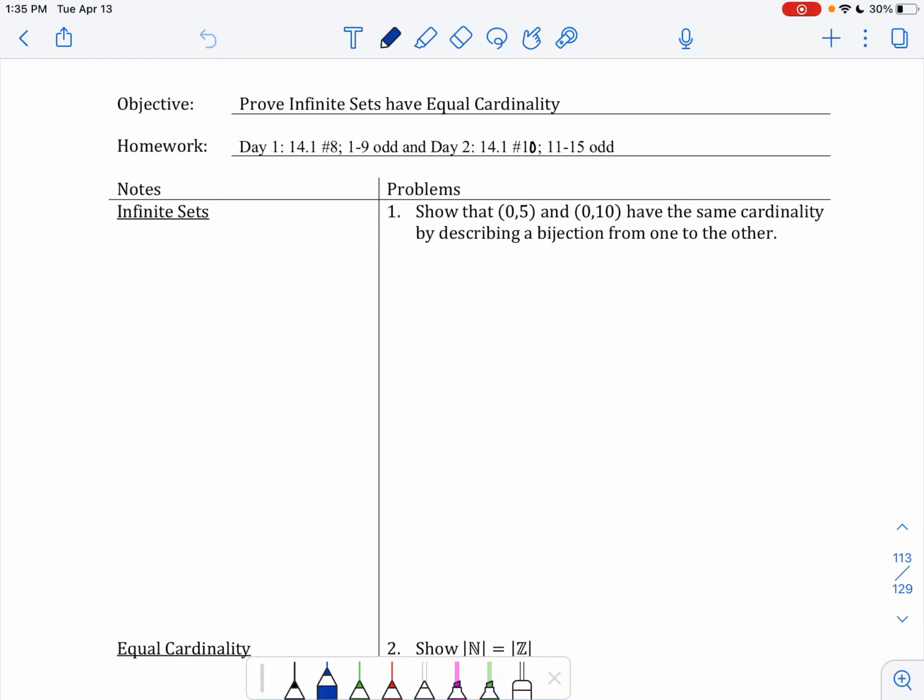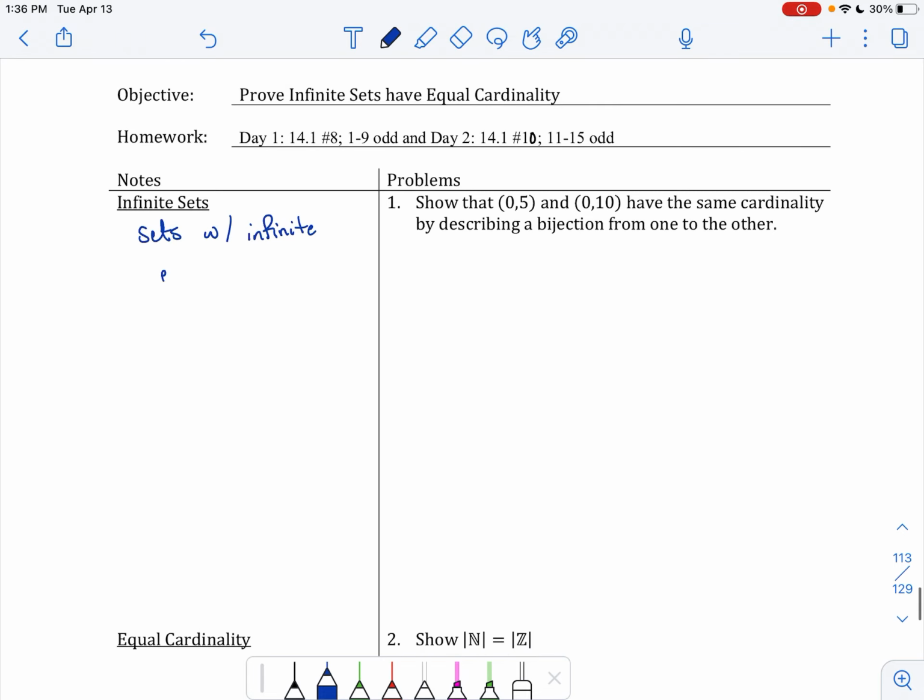So, infinite sets are sets with infinite elements. So, we can also say infinite cardinality. Now, this is already an idea that you're really familiar with. Examples are most sets of numbers. So, the natural numbers would be infinite. The integers, real numbers, any interval of the real numbers, etc., are all going to be infinite sets.